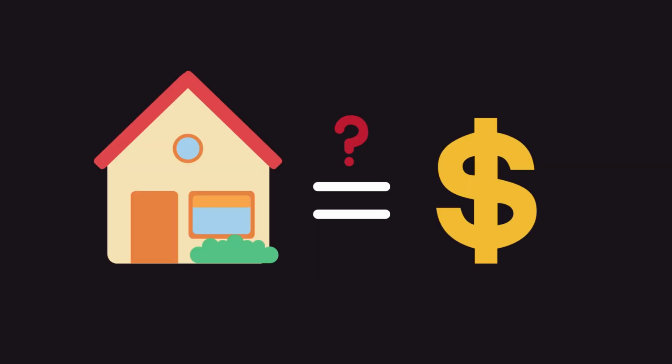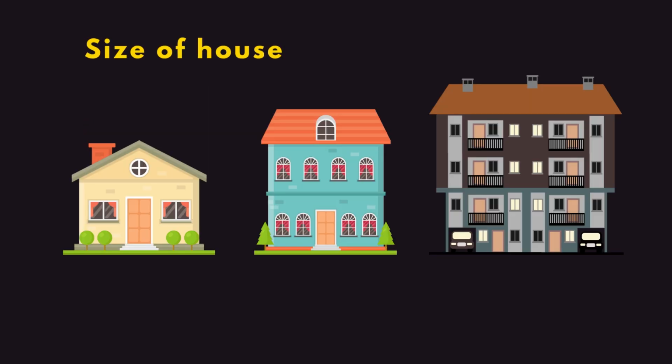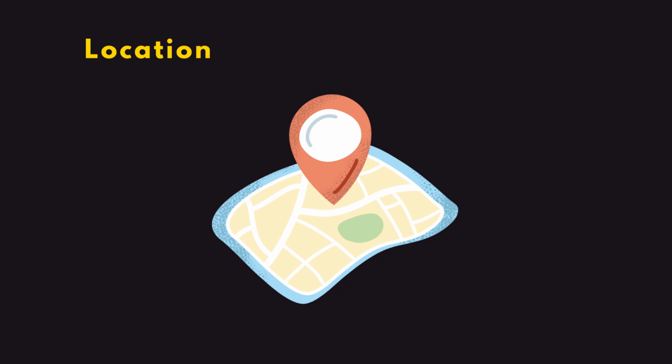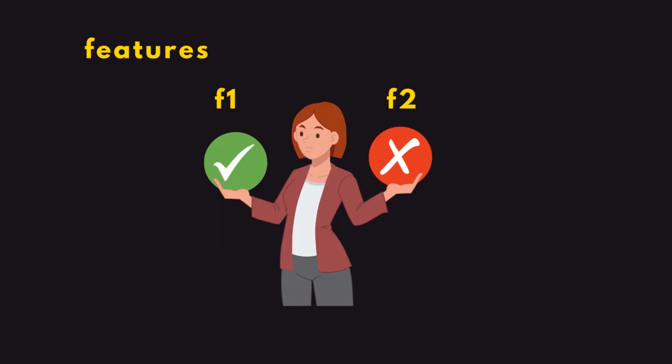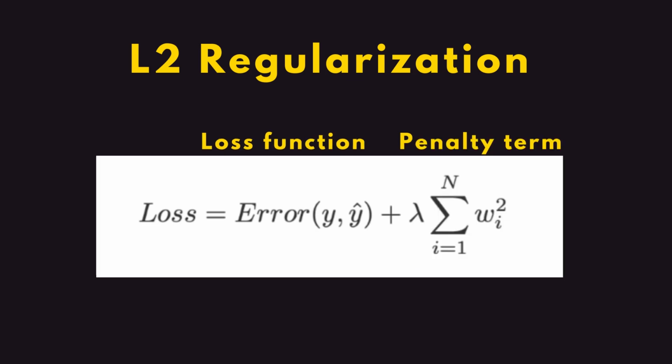For example, let's say we are building a model to predict housing prices based on features such as the number of bedrooms, the size of the houses, and the location. Using L1 regularization, we can identify which features are most important and exclude the ones that don't contribute much to the prediction. L2 regularization adds a penalty term proportional to the square of the weights.